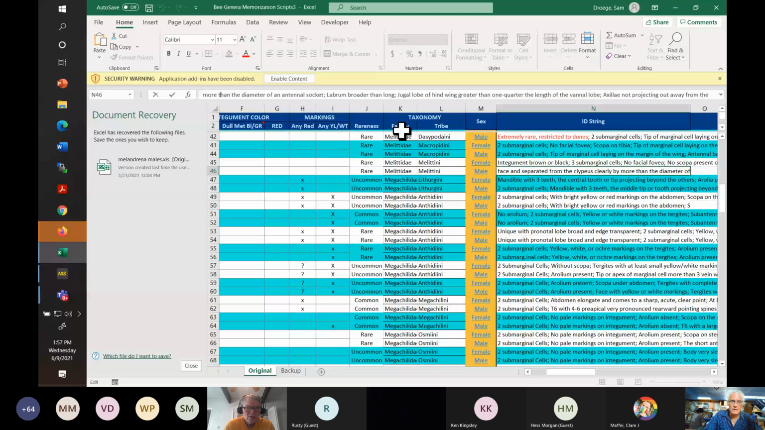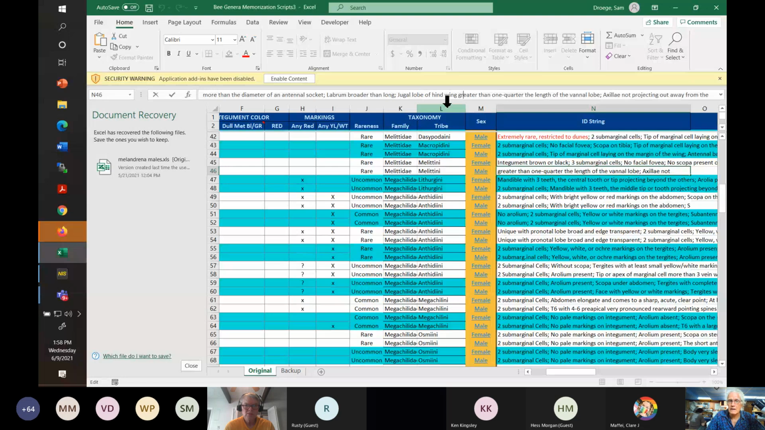What did I have here? Oh, separated from the clypeus by more than a diameter of an antennal socket, also the same as Andrena. Labrum broader than long. I think that fits. I never look at the Andrena labrums themselves, just the processes. So I can't be absolute, but I believe that's the same as Andrena. This is the one that I think is different between it.